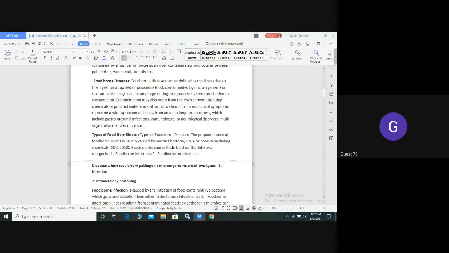Contamination may also occur from the environment, like the use of chemicals and pollutants in our soil and cultivation. So different types of hazardous and toxic agents can also be passed into our food, and they are also hazardous, but here we are talking about microbial foodborne illness. Clinical symptoms represent a wide spectrum of illness, from mild to long-term immunological and neurological disorders, multi-organ failure, and even cancer.